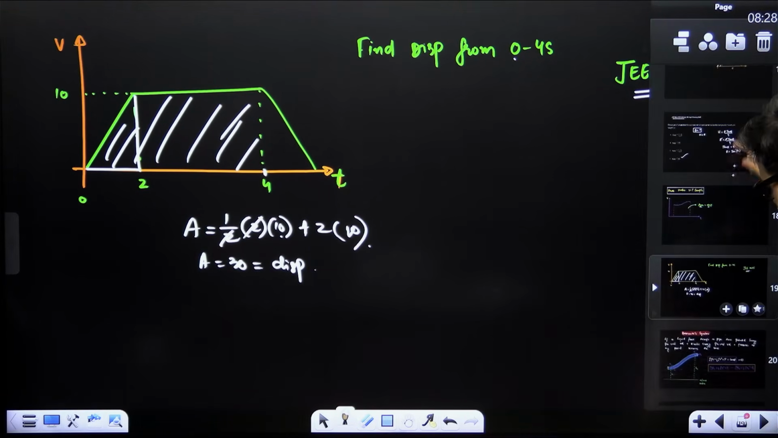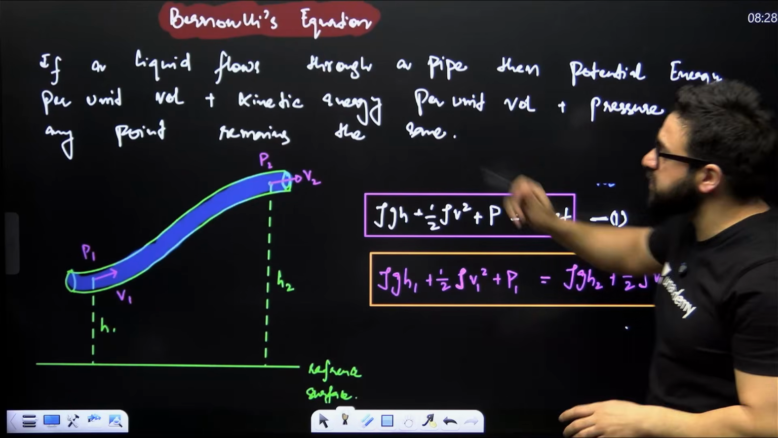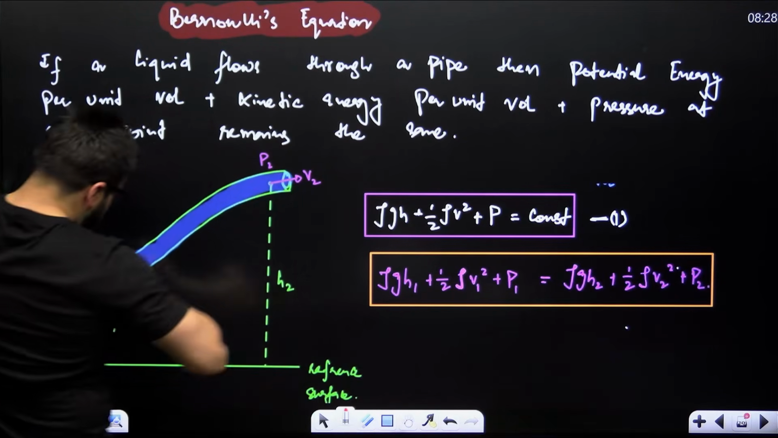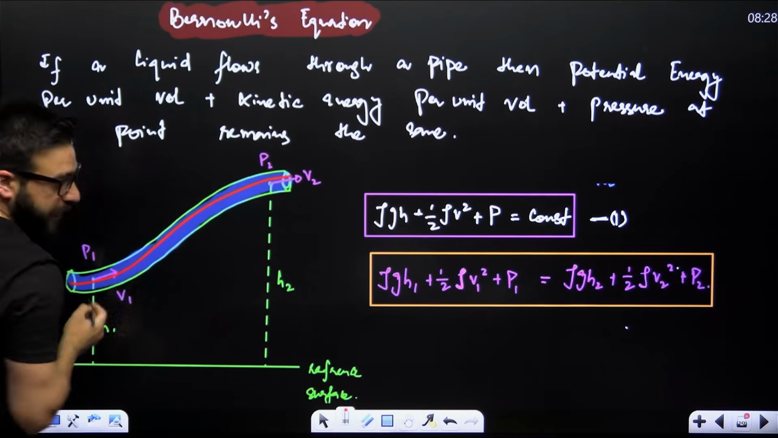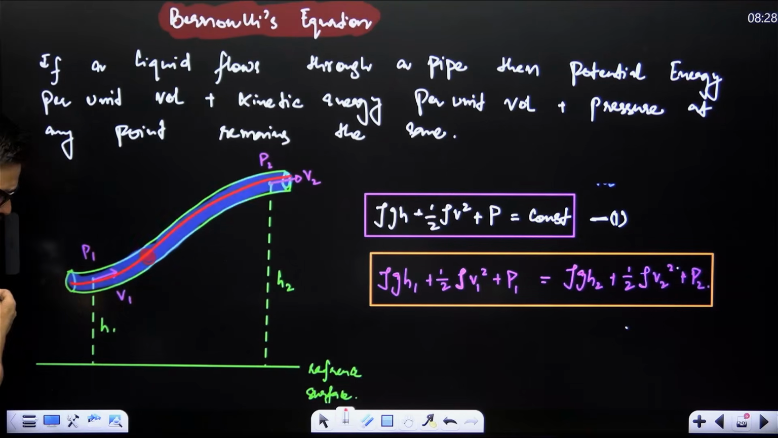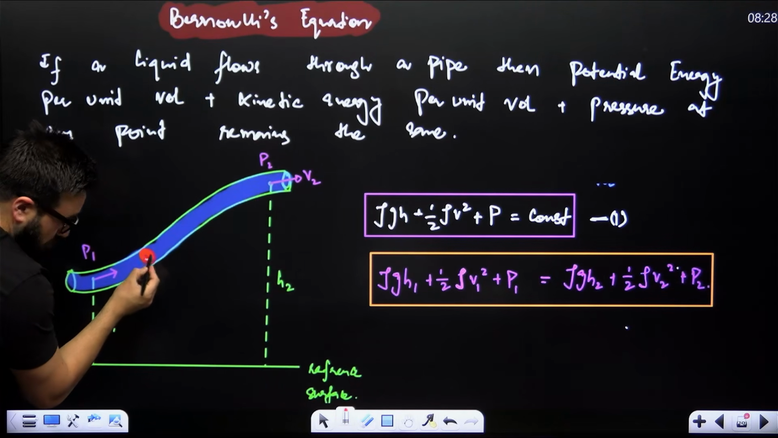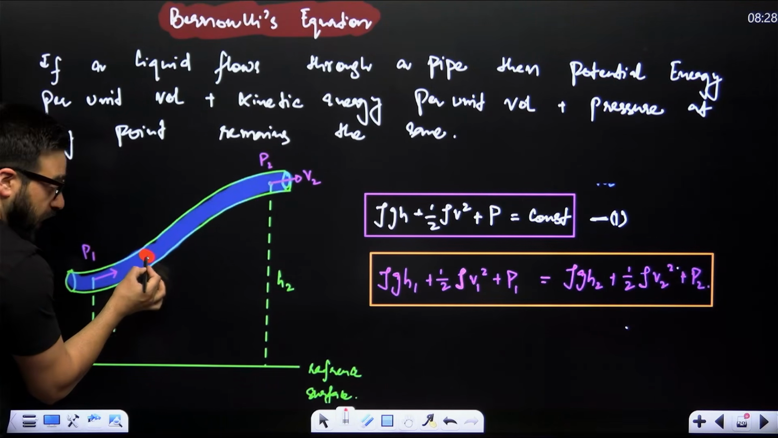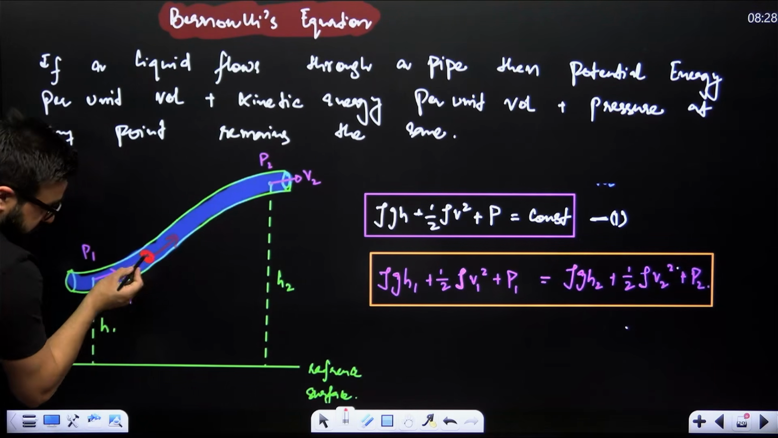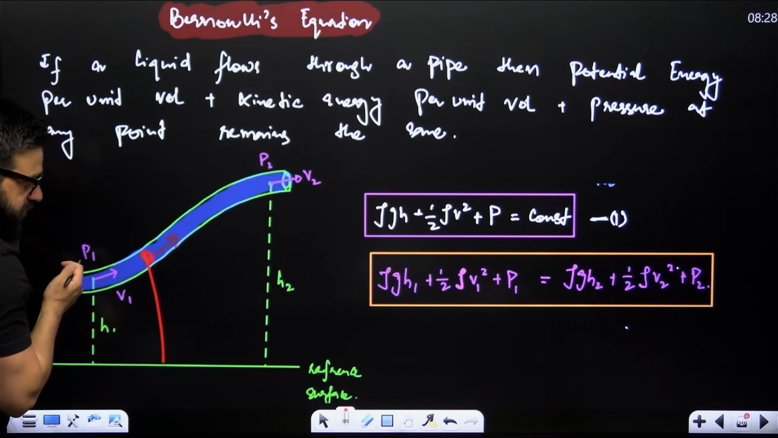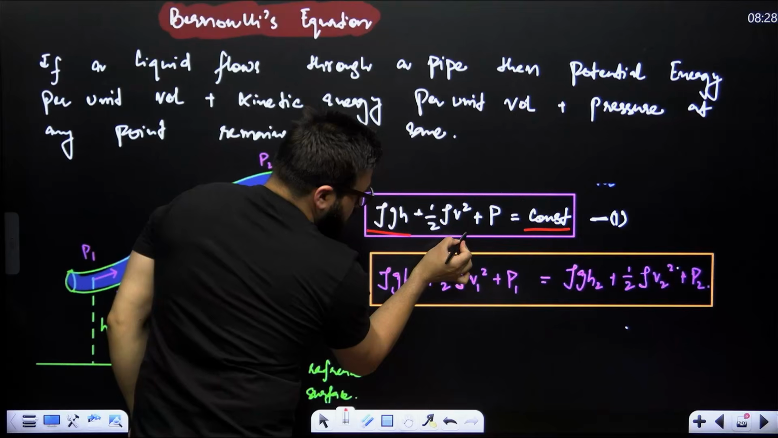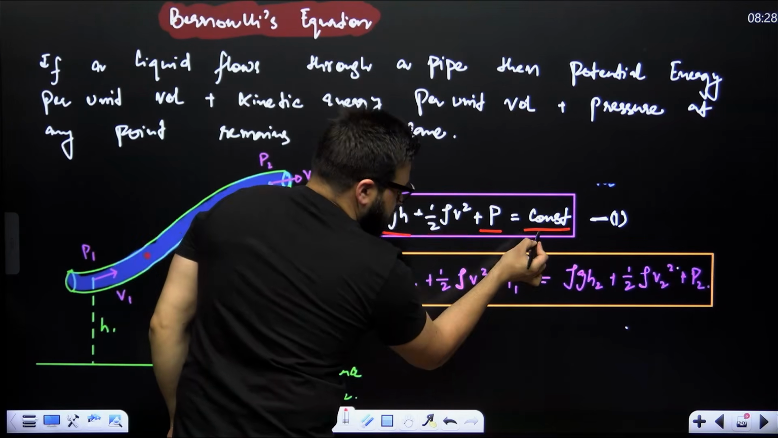Okay, yes. Now guys, one more important concept, Bernoulli's equation. What does Bernoulli's equation say? If the liquid is flowing through the pipe, if you take the unit volume of the liquid at any point, listen to me very carefully, its potential energy per unit volume and kinetic energy per unit volume, since it is flowing, it has kinetic energy. It is at height h, it will be having potential energy. And pressure at that point, it will remain constant. Potential energy per unit volume, kinetic energy per unit volume, and pressure will remain constant.